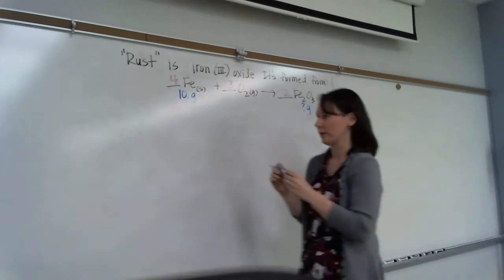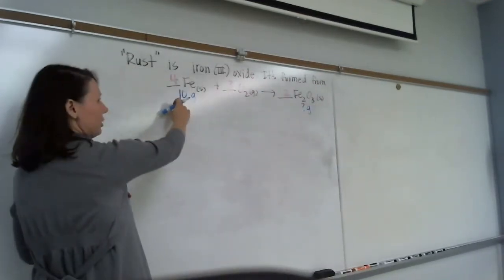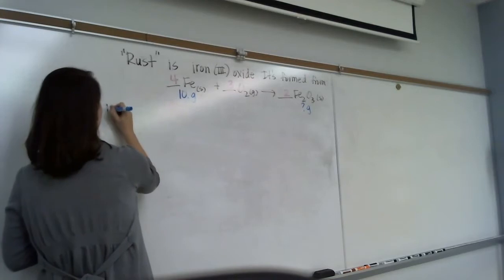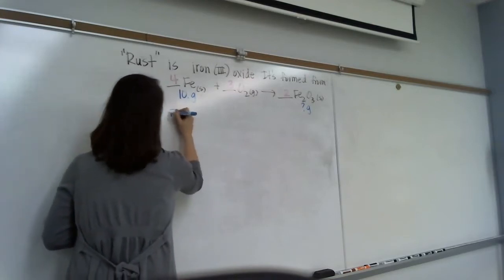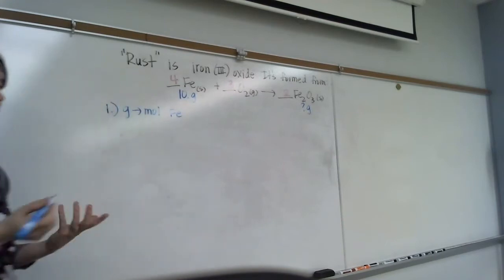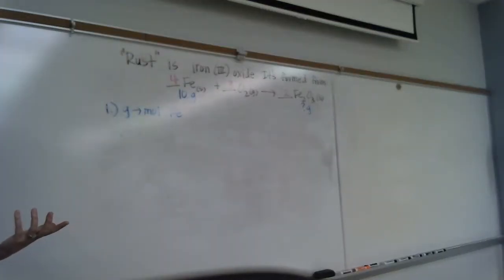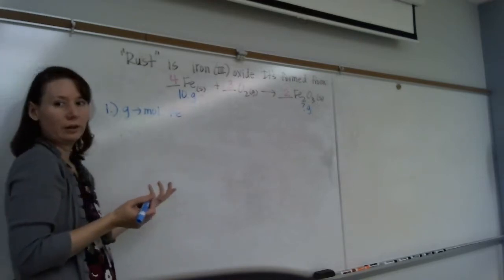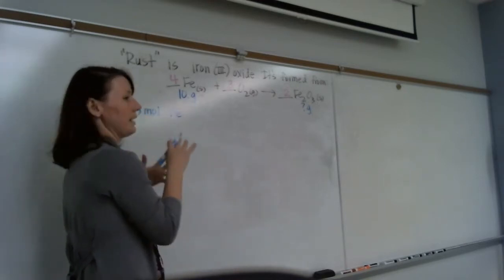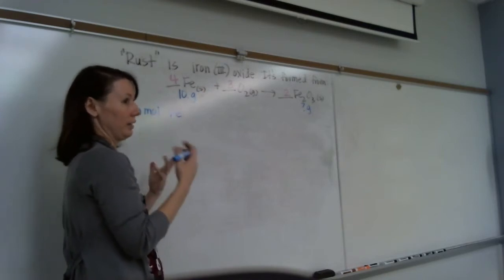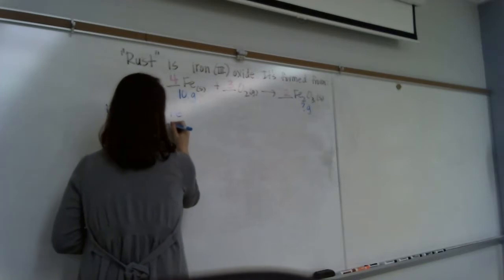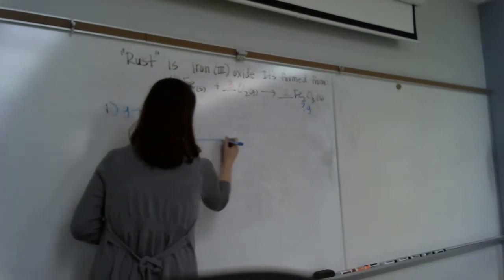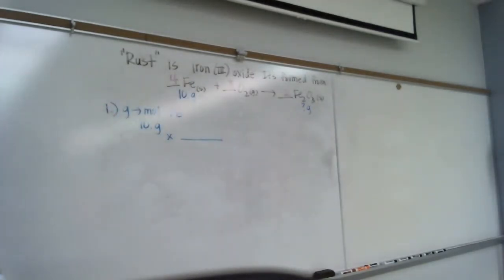So step 1 of stoichiometry is take your starting material and convert grams to moles. Grams to moles for iron. Okay, so I need my periodic table, right? I'm not going to use Avogadro's number here because the problem isn't asking about atoms or molecules, it's asking about grams and moles. So 10 grams, what's the molar mass of iron?